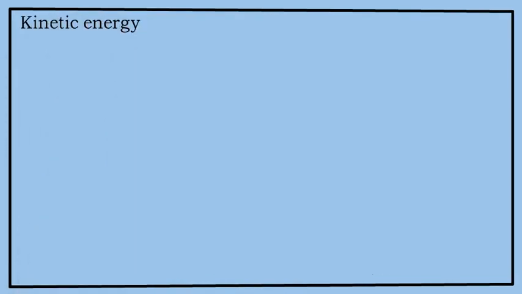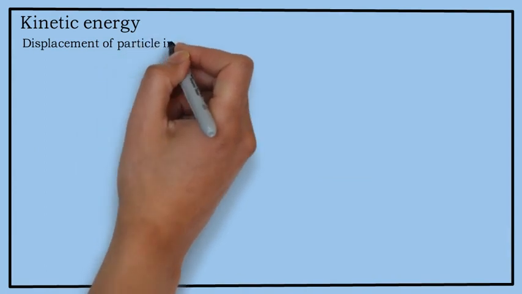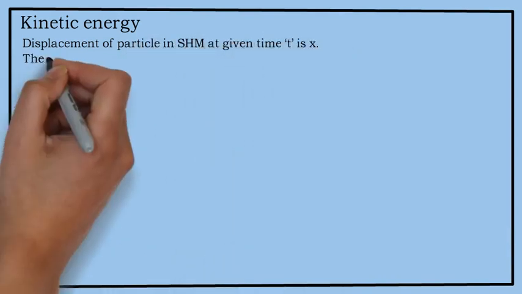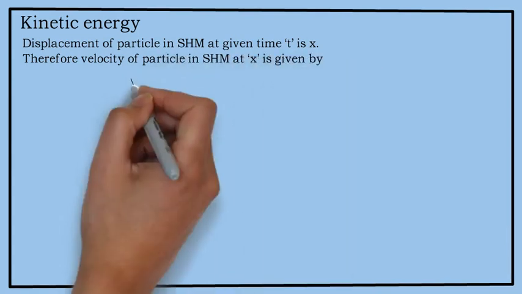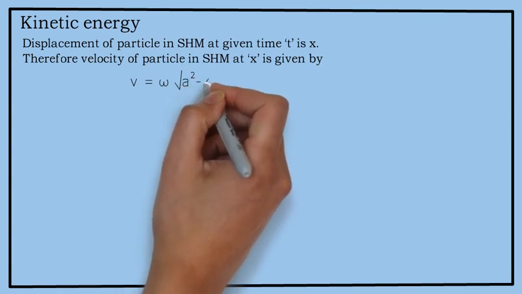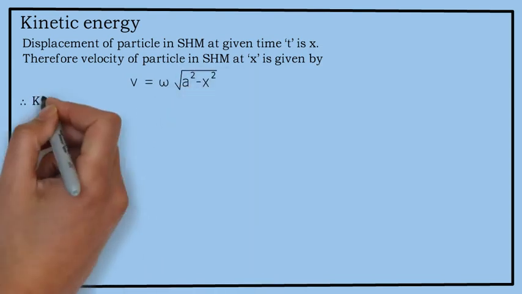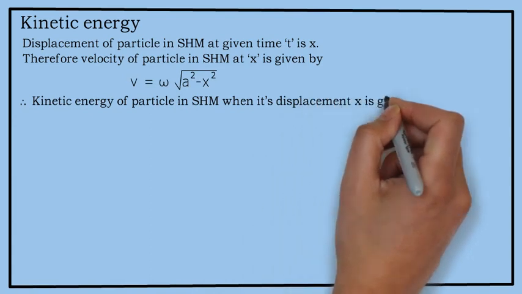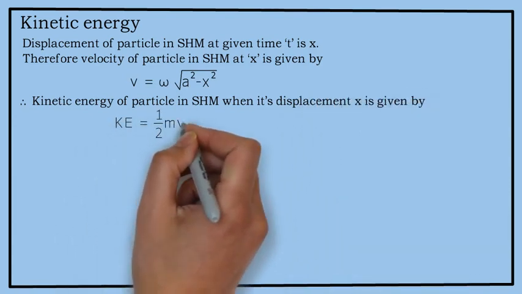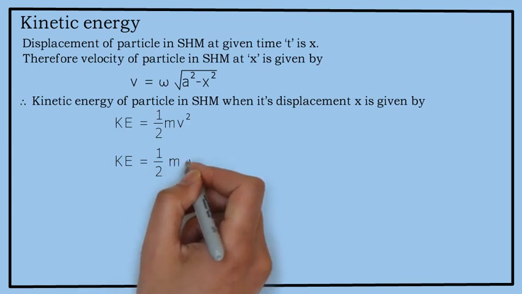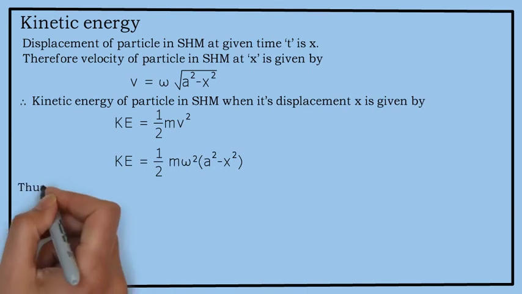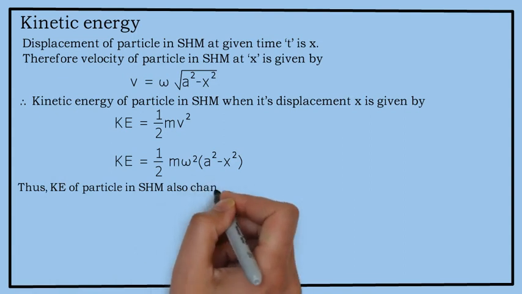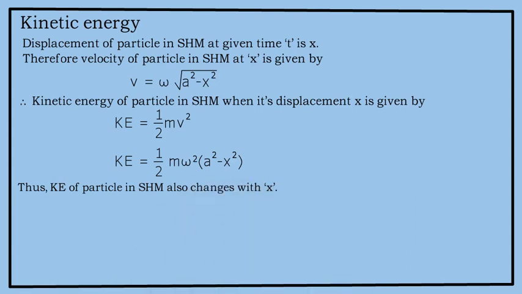Kinetic energy. The displacement of a particle in SHM at time t is x. Therefore, the velocity of a particle in SHM at x is given by v equals omega square root of a square minus x square. Now kinetic energy, you know the formula, kinetic energy is equal to half mv square. Now in place of v, you write omega square root of a square minus x square. So kinetic energy is half m omega square times (a square minus x square). Thus you can see here that kinetic energy of a particle in SHM also changes with x, which is displacement.